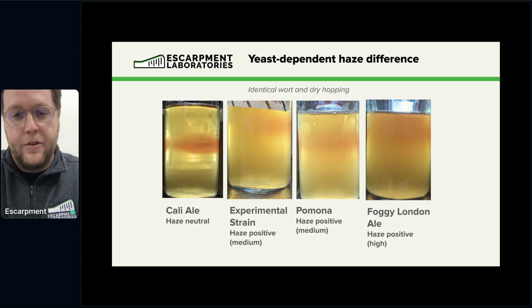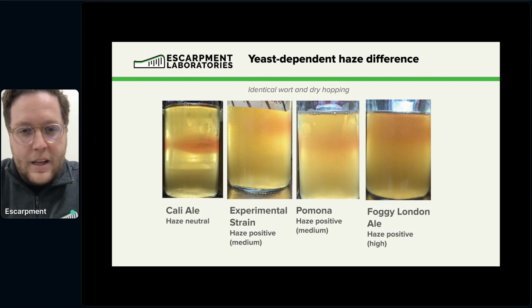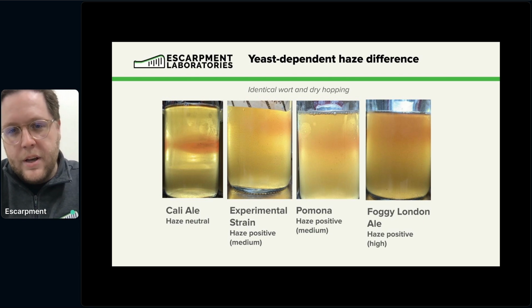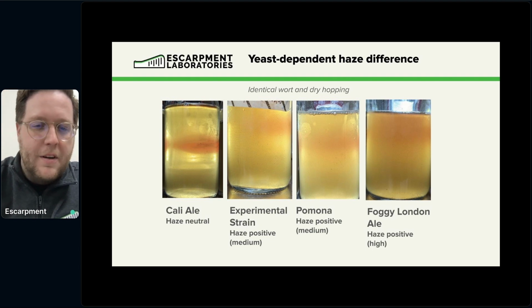And I just wanted to sort of illustrate some of the differences here too. What is the actual functional difference in haze between a haze positive and a haze neutral strain? It is significant, but it may not be huge. You will notice it a lot more in a heavily hopped beer, but I just thought I would pull this out to show what the difference is in a regular blonde ale wort.